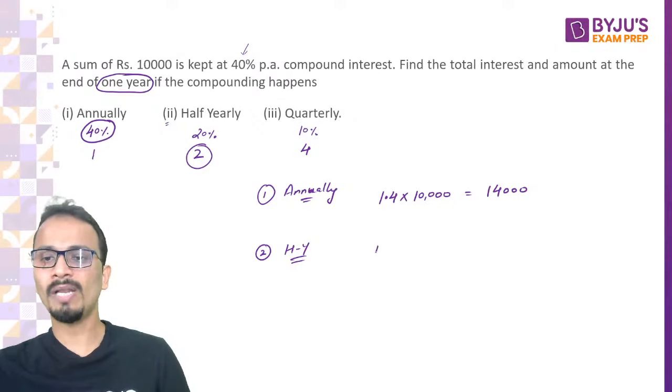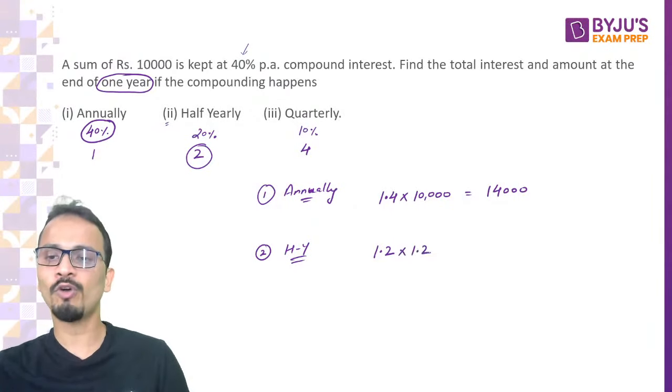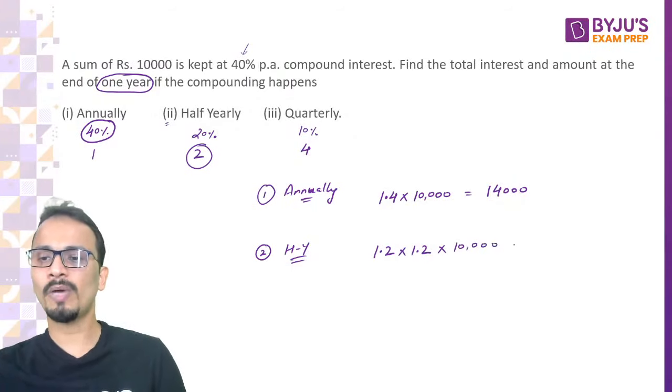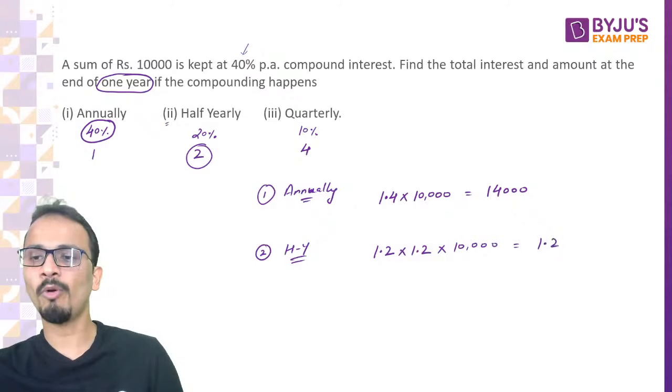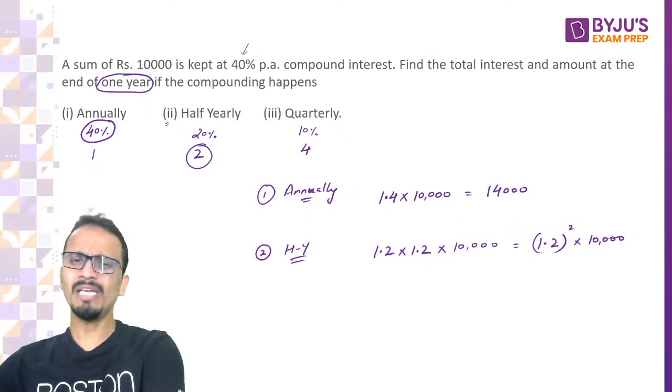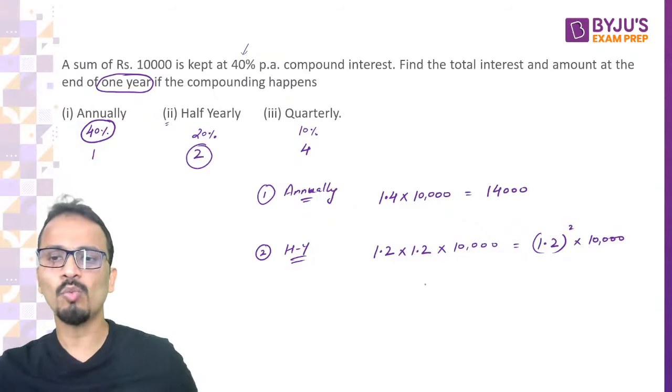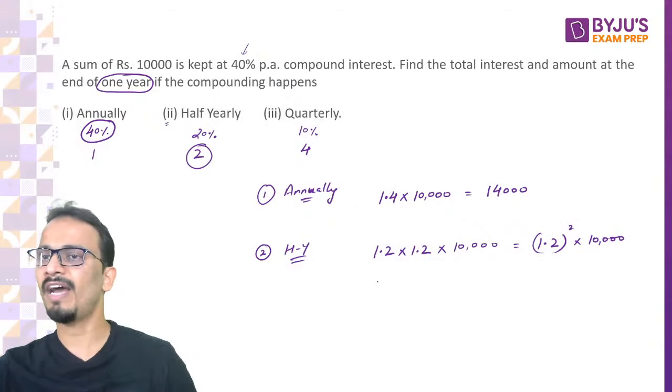So 1.2 for one increase and another 1.2 for the second increase, which will be multiplied by the initial value. So I can write the final value as 1.2 square multiplied by 10,000. I'm leaving this calculation part on you. This is very easy. So this is one way in which you can get the final amount.